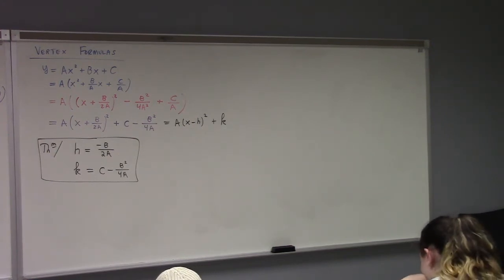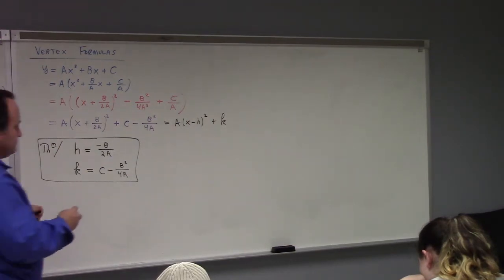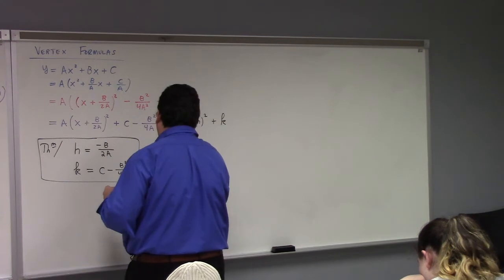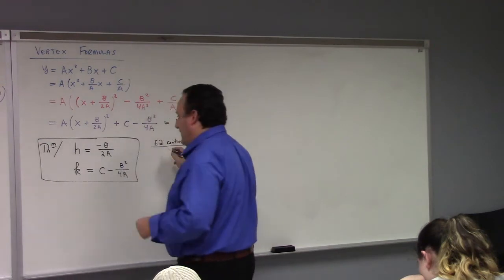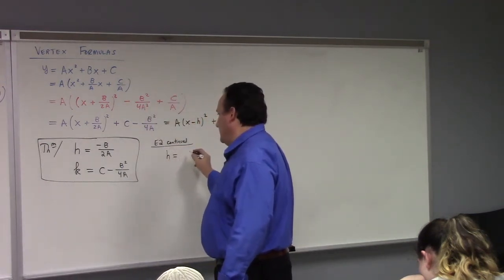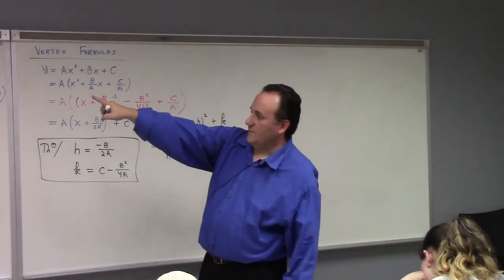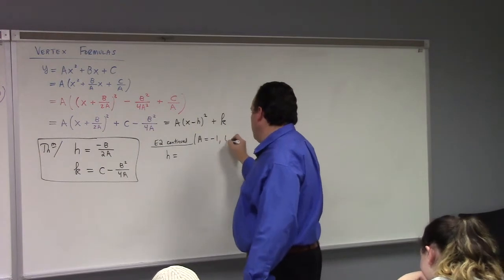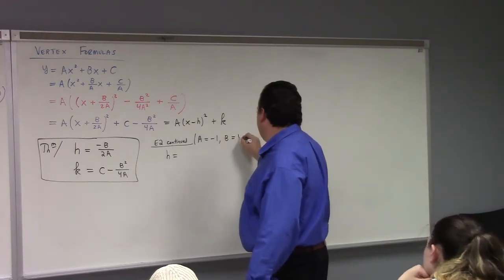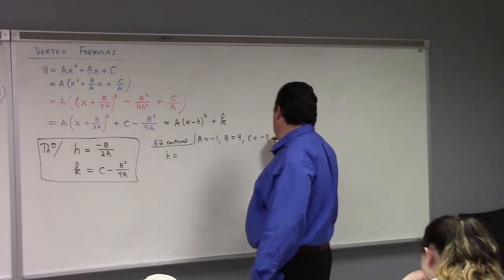Now, I didn't need these formulas, because I could just complete the square and compare. But you can use these formulas if you want. Let's see how they work for example 2, and double check. What would my h be? First of all, what are a, b, and c here? Look at the standard form up there. So a is -1, b is 4, c is -3 in this case.